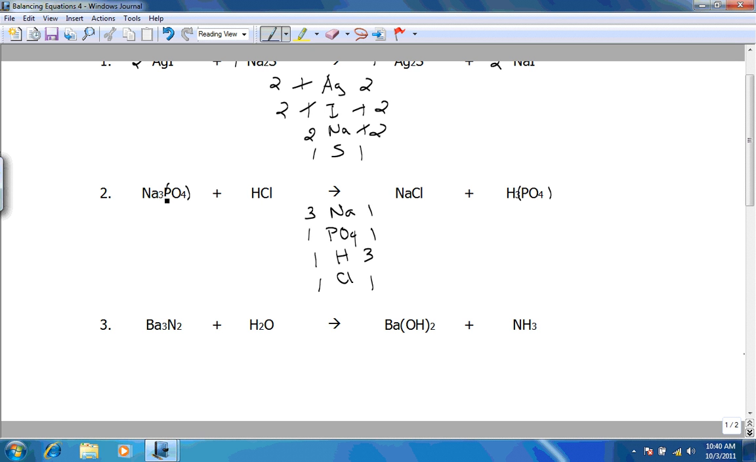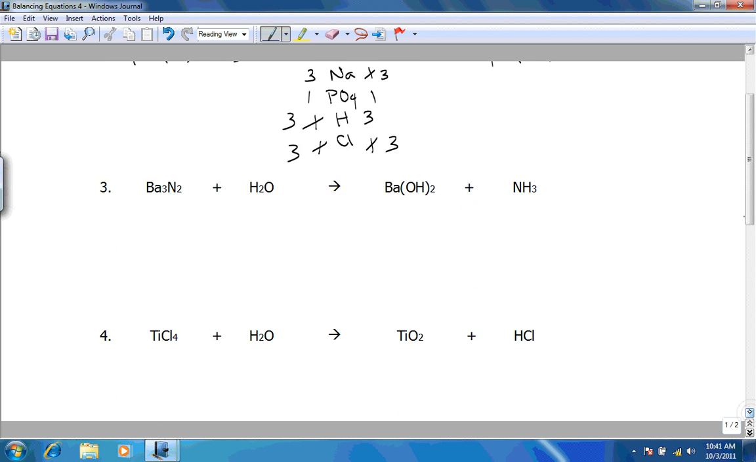So I have 3 sodiums on the left, so I'm going to multiply NaCl by 3. That actually changed our chlorines in the process. Phosphates, we have 1 phosphate on the left and 1 on the right, so that's fine. Hydrogens, we have 1 on the left and 3 on the right, so I'm going to multiply the hydrogens by 3, the HCl by 3. That also changed our chlorines in the process, and it actually balanced our chlorines for us. So our answer here is 1, 3, 3, and 1.